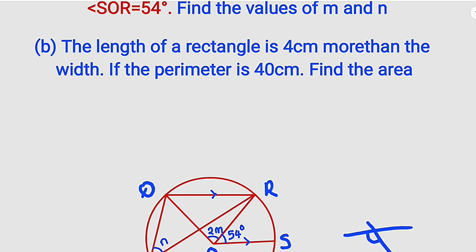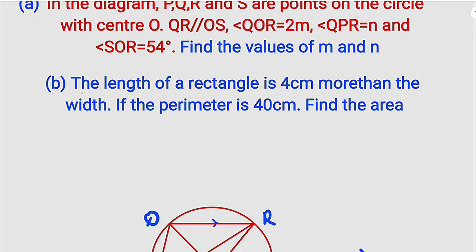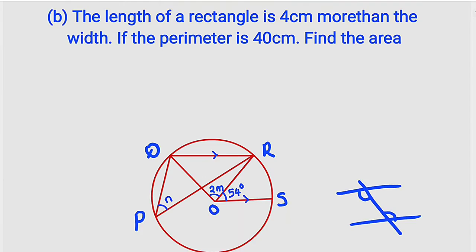Now let us move on to the second one. The second question stated that the length of a rectangle is 4 centimeters more than the width. If the perimeter is 40 cm, we're asked to find the area of that rectangle. Okay?